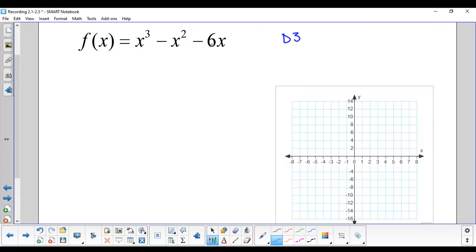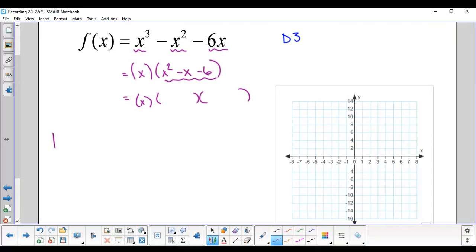As I look at this polynomial, the first thing I notice is that all 3 terms have a common factor, and that common factor is x. So I'm going to pull out an x, which leaves me with x squared minus x minus 6. Next, I want to say, can I factor this quadratic further? And as I look at it, I recognize that I can indeed factor this more.